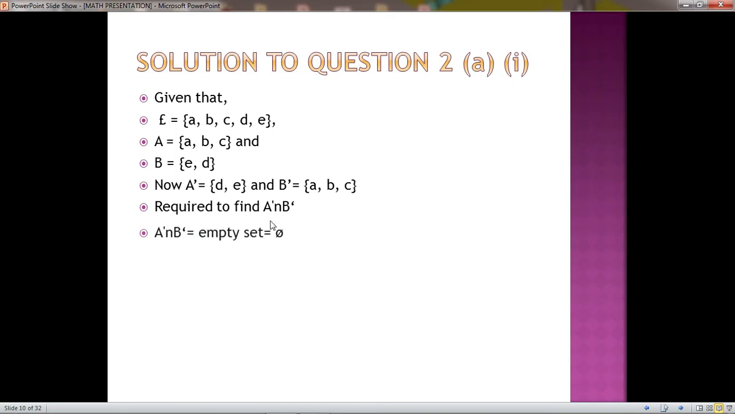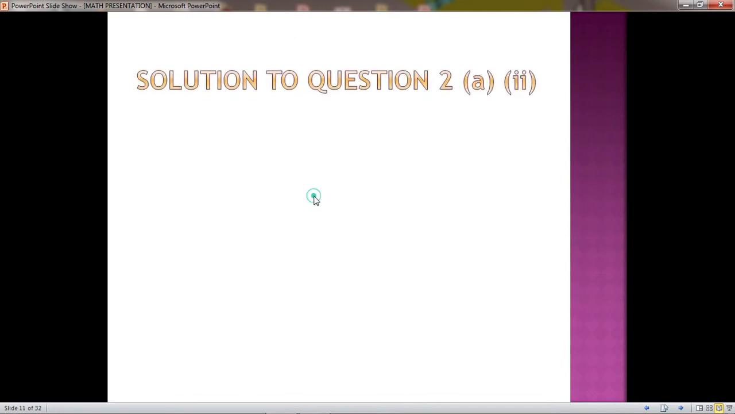We have to find A complement intersection B complement. These are those elements which are available in both A complement and B complement. When you check on those two sets, there are no elements available in both. So the answer is an empty set. So A complement intersection B complement is an empty set, which is that symbol. That's over. Let's jump into question 2a Roman 2.